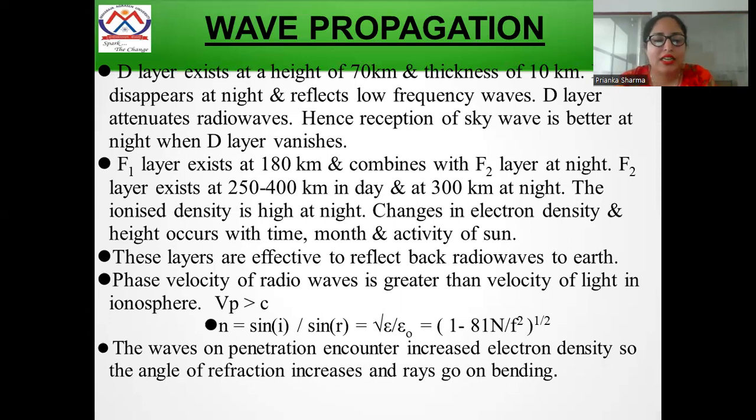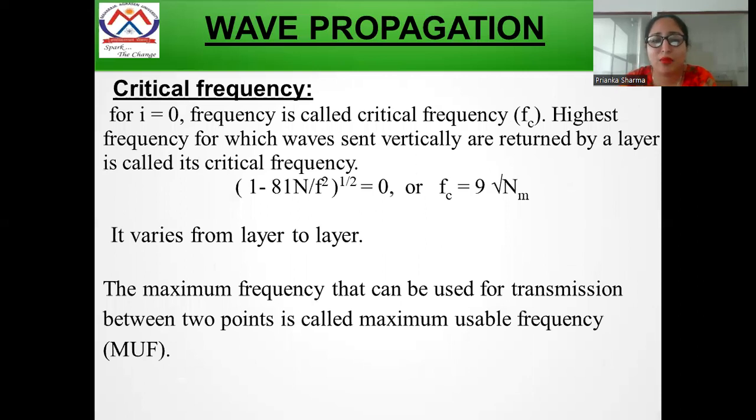And the refractive index, as we all know, using Snell's law, is sin i upon sin r, which is further equal to the square root of 1 minus 81 n divided by f squared. The waves on penetration encounter increased electron density, so the angle of refraction increases and the rays go on bending. These are some important terms which we have to discuss during the propagation of sky waves.